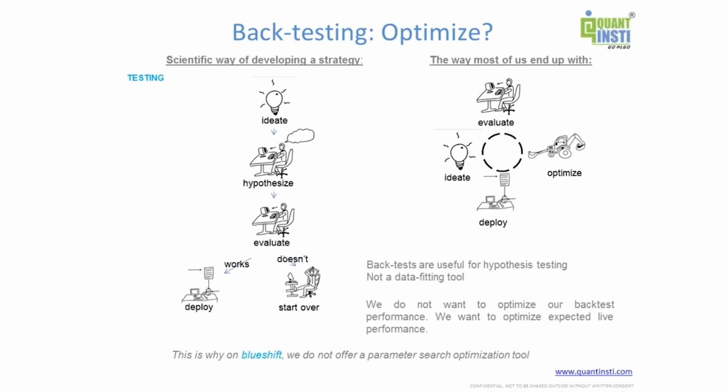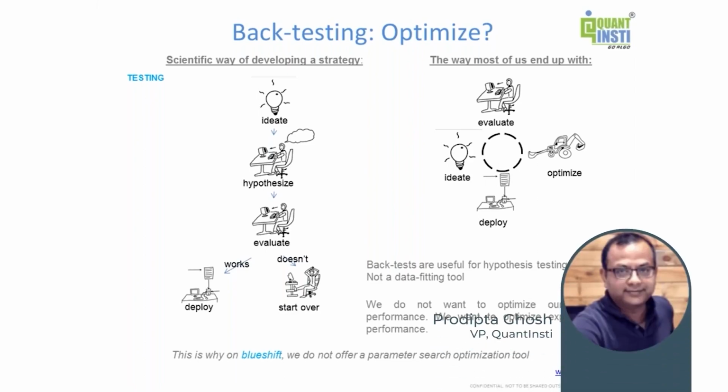Backtests are useful for hypothesis testing. It's not a data fitting tool. If you are doing this parameter search to maximize the objective function, what you're essentially doing is data fitting. You're optimizing your strategy for performance in the backtest. You're optimizing your strategy for the past, not for what you expect in the future. That's one of the reasons that in Blueshift we do not offer such tools.